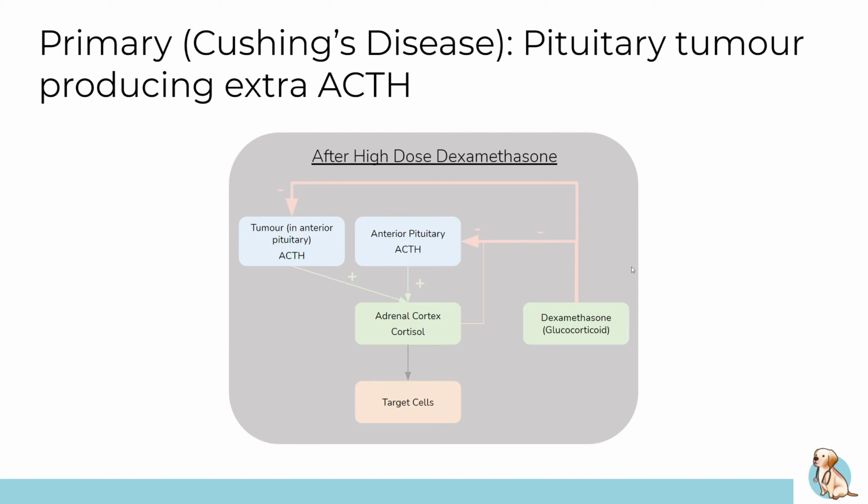The change happens when you give a high dose of dexamethasone. A high dose is just enough to tip the scales, and now the tumor is being suppressed as well. So now both the tumor and the anterior pituitary are suppressed, and you'll end up with suppressed levels of ACTH overall.